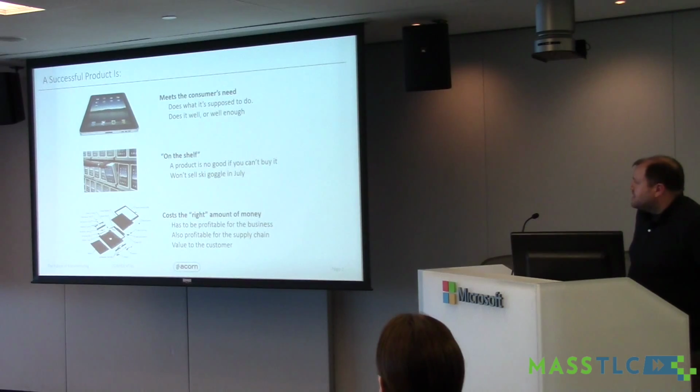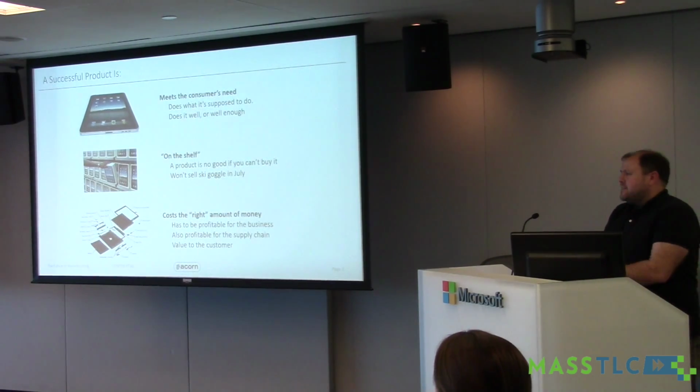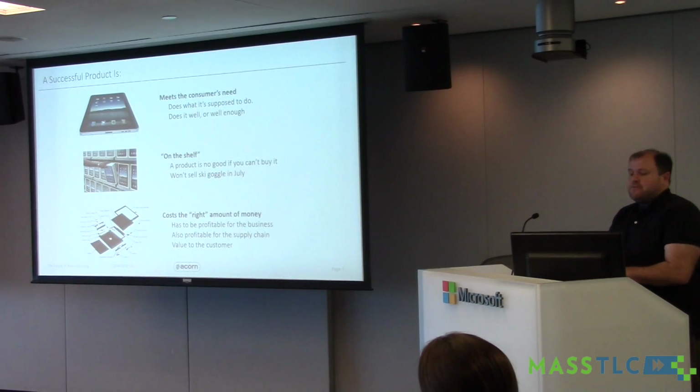A couple of things on successful products are good to keep in mind. Obviously, it has to meet the needs of the customers. People have to want it. It does what it's supposed to, or does it well enough. It has to be available. People have to be able to buy it, and "on the shelf" is a figurative term here, so it can be on the computer as well as on the shelf. And then it has to cost the right amount of money.